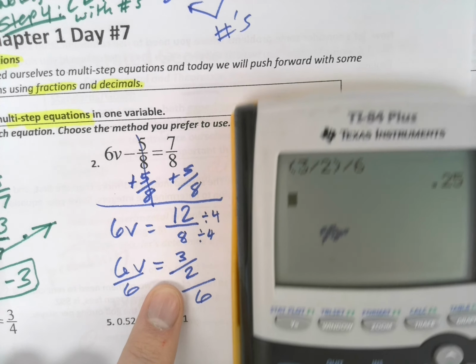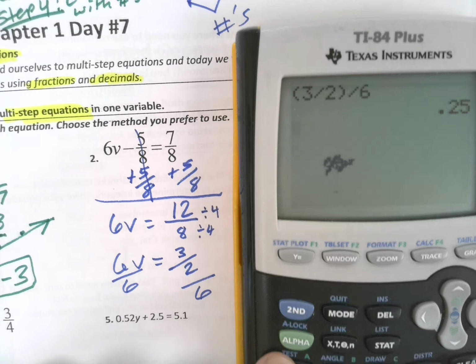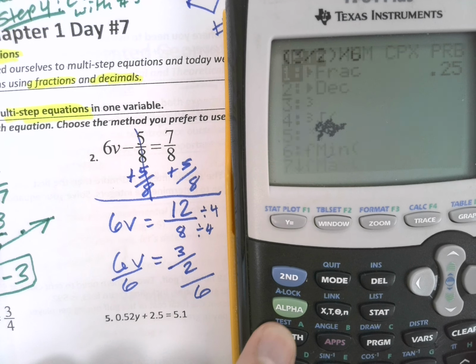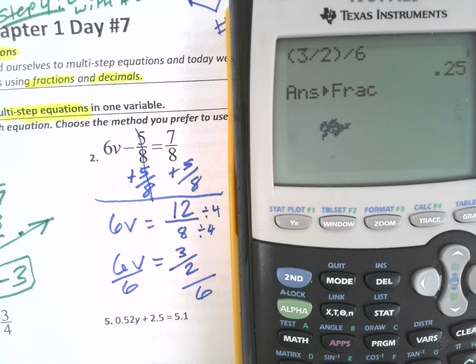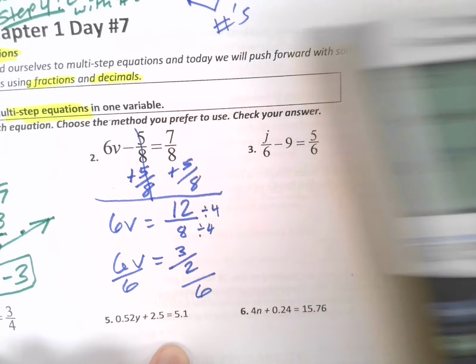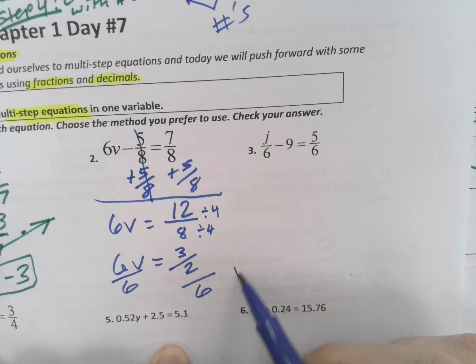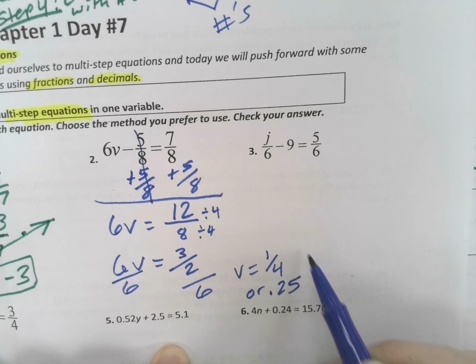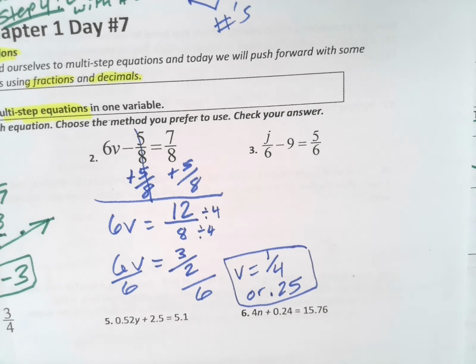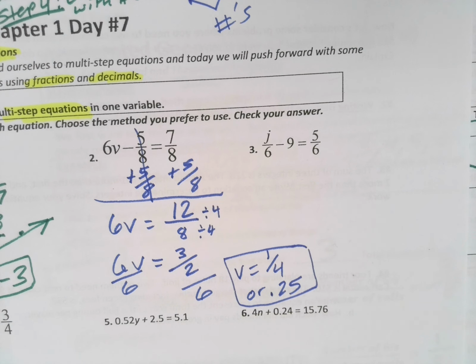0.25. Or on my calculator, if I want to turn that into a fraction, I can press math. Very first option is fraction. Press enter. And so v is going to equal 1/4, or you could have called that 0.25. And that is a tough one.